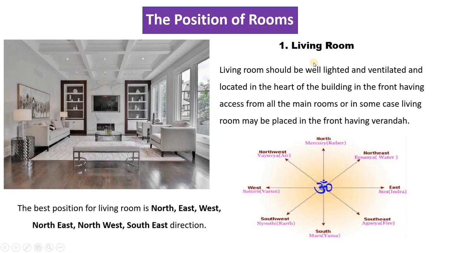in a house plan. First is living room. Living room should be well lighted and ventilated and located in the heart of the building. In the front, having access from all the main doors or in some cases living room may be placed in front of having veranda. So the best position for living room is north or east or west or northeast or northwest or southeast directions to place a living room.